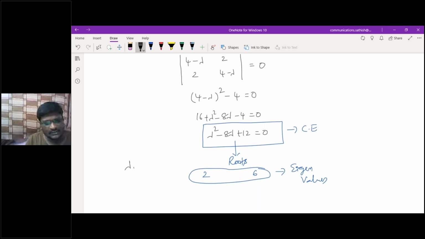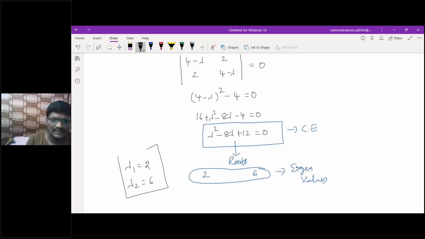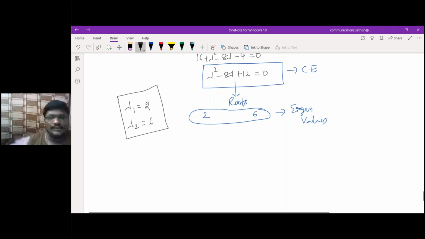Eigenvalues. So this is a 2 by 2 matrix, so you will have 2 eigenvalues. One is lambda 1 is equal to 2 and lambda 2 is equal to 6. These are your eigenvalues. Am I correct? Yes, sir. And corresponding to these, you have to find the eigenvectors.